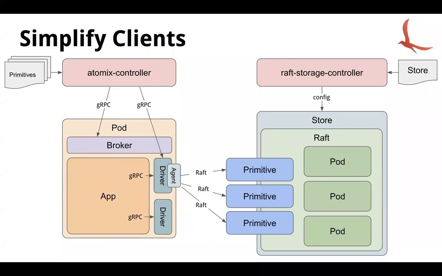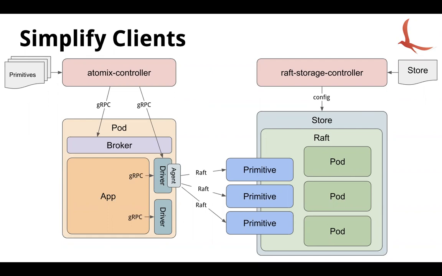But then the problem is, let's say we have multiple storage backends, say there's a Raft storage controller, and the same pod wants to talk to a Raft cluster and a Redis cluster or whatever. Then we have multiple drivers. And so the question is, if the application wants to talk to some specific primitive, how does it know which driver to use? And that's what the broker provides.